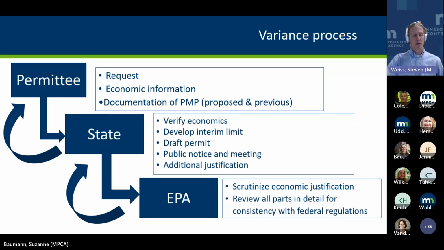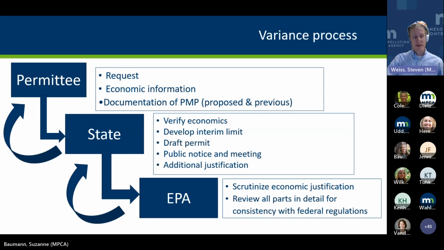The state will receive the economics and will verify these. For municipal permits, much of this is publicly available and can be provided through the eligibility form, as it has been done for chloride variances in the past couple of years. Industrial permits will need to provide more permit-specific economic information.